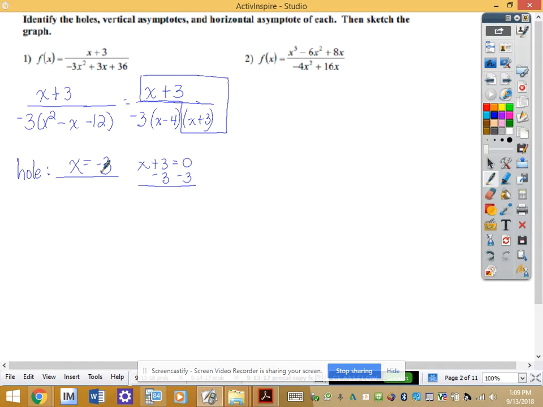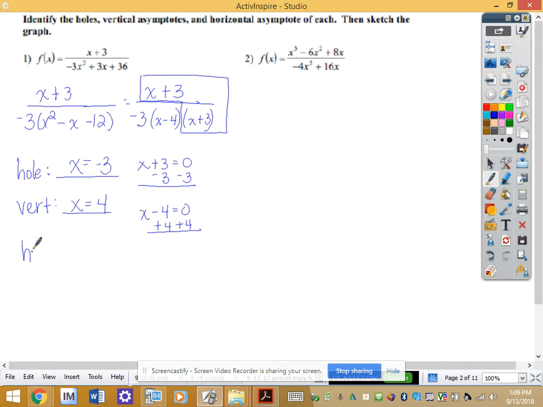Once I've done that, I'm going to look for my vertical asymptotes, and that vertical asymptote will be everything else that's left on the bottom that I can set equal to 0. I have x minus 4 equals 0. So my asymptote, when I solve, is going to be x equals 4.